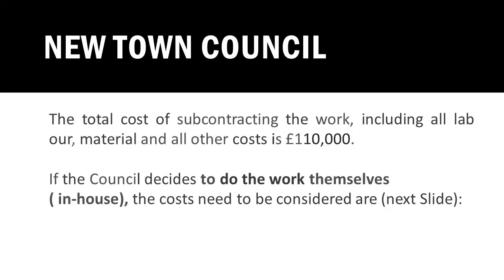The total cost of subcontracting the work, including all labor, material, and other cost, is 110,000. So they must have approached a local firm and would have done some survey and then given them a quotation of 110,000. This is option A. Option B is if the council decides to do the work themselves. The following costs need to be considered. So then we have a list of costs, and then we need to decide if a cost is relevant or not relevant.